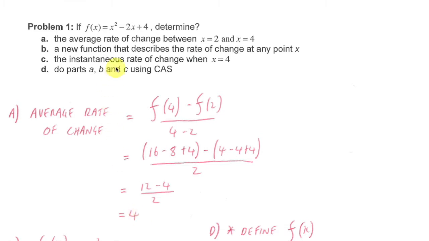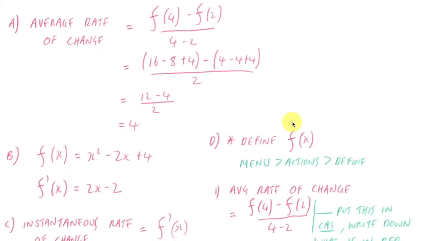B, determine a new function that describes the rate of change for any point x. So here we're talking about the derivative. So for B, we've got f of x equaling the quadratic, and then we want to work out its derivative. So f prime of x equals 2x take 2. So we can now work out the steepness of this curve for any value of x by simply substituting the value of x into this derivative here.